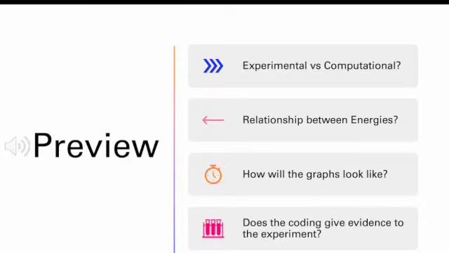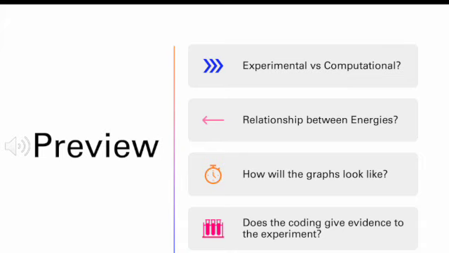The questions that will be asked for this experiment are the experimental versus the computational, the relationship between the energies, how will the graphs look like, and does the code give evidence to the experiment? Specifically, the experimental versus the computational. This lab, for the most part, is purely experimental, but when we computate the data and try and find a graph for it, we're going to see that these graphs are going to look exactly the same.